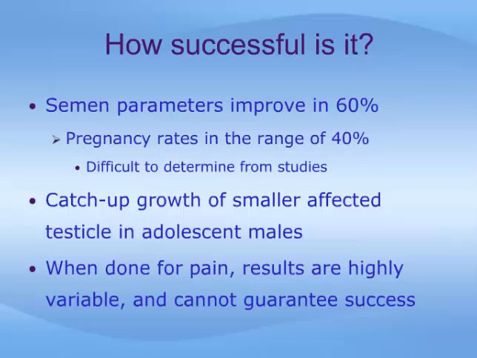Unfortunately, having a varicocele repair does not guarantee successful pregnancy or complete reduction in pain. For patients experiencing problems with fertility, where the varicocele is felt to be a factor, improvements on semen analysis are likely to be seen in 60% of cases following surgery. This may translate to a pregnancy rate in the order of 40%, although this is difficult to accurately determine from research studies. In adolescents, testicular growth will usually be observed, where the size of the affected testicle catches up to normal. When done for pain, unfortunately, results are highly variable, and one simply cannot guarantee successful resolution of pain.